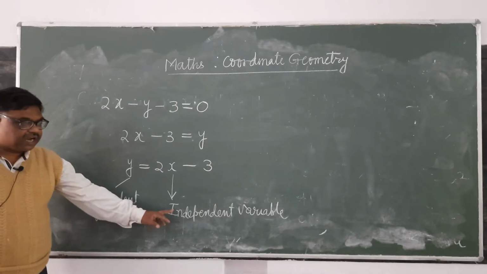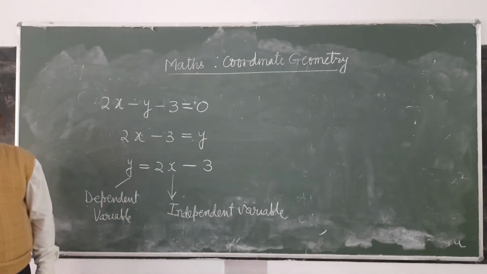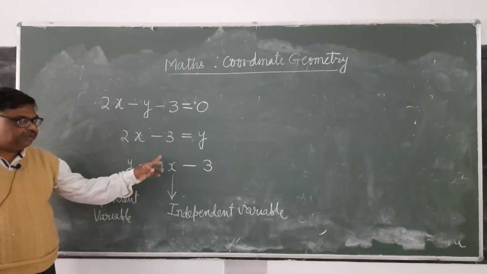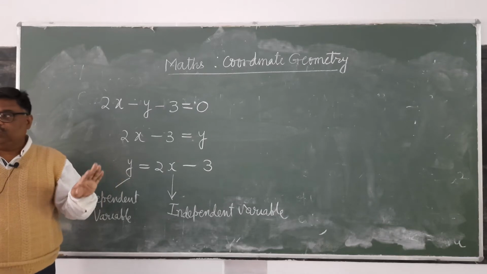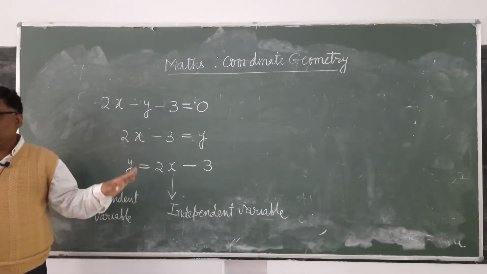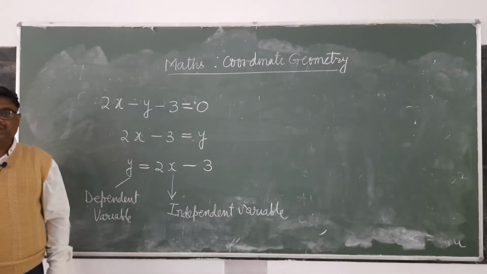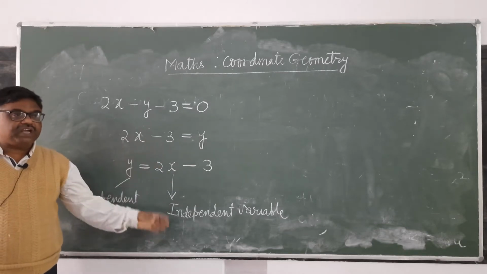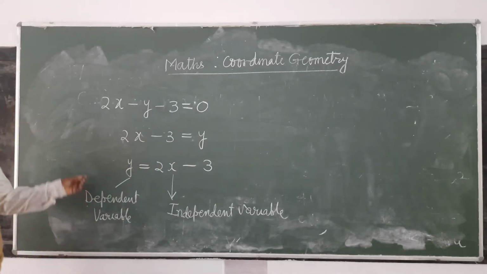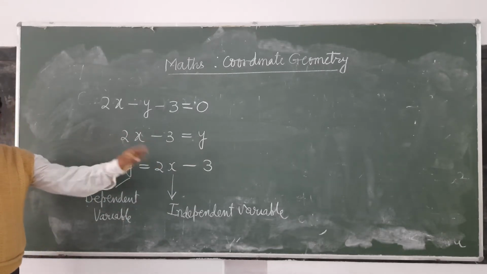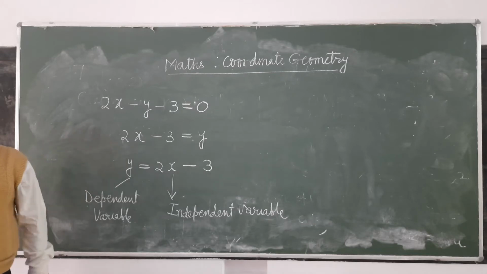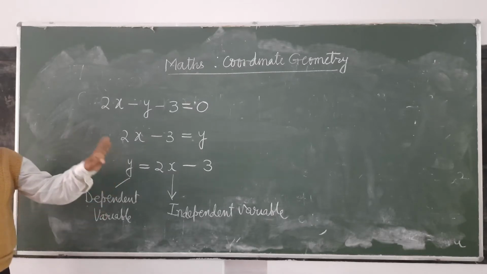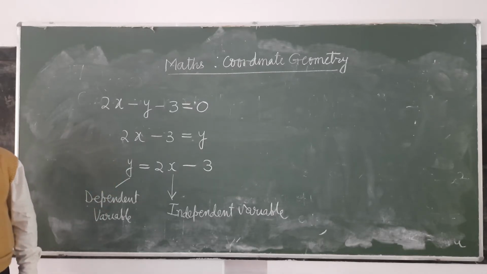What is the meaning behind independent and dependent variable? Independent variable means the value of x depends upon your choice. You can take any value of x, but the value of y depends upon x. Therefore y is dependent. The value of y depends on x, but the value of x you can take as any value on your own.